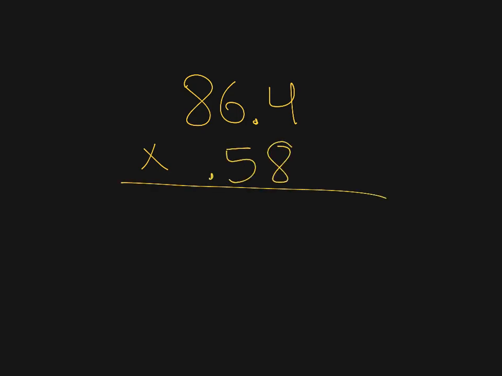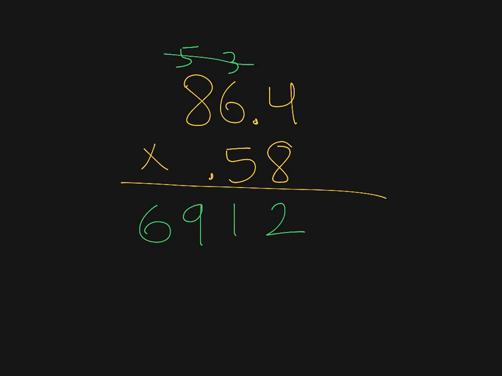Moving along, we're going to solve the following. It is going to be 86 and 4 tenths times 0.58. We're going to imagine that these are whole numbers and multiply normally. 8 times 4 is 32. 8 times 6 is 48. Add 3 is going to be 51. 8 times 8 is 64. Add 5 will be 69.